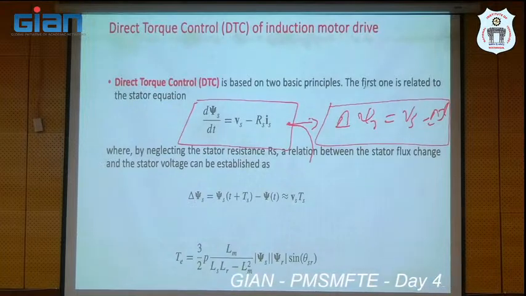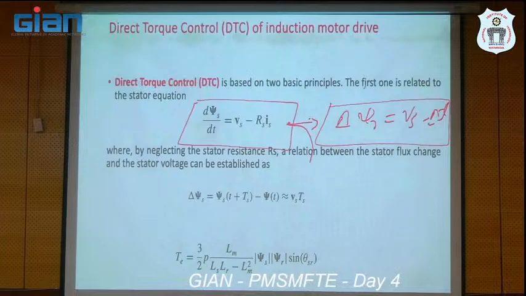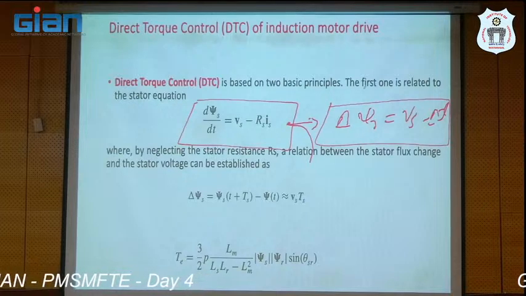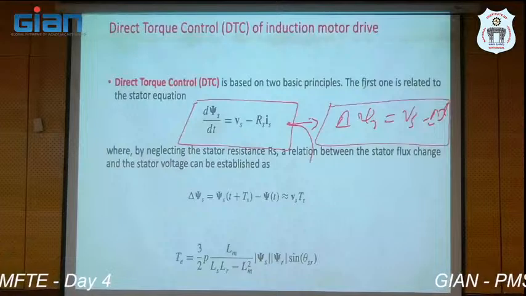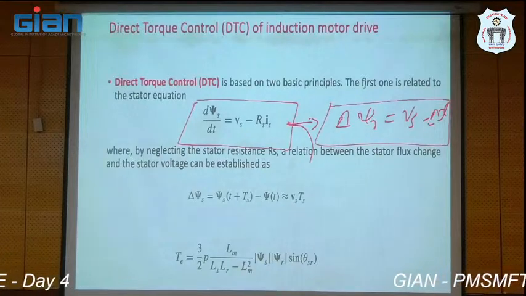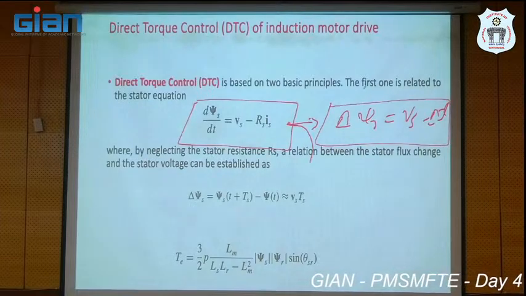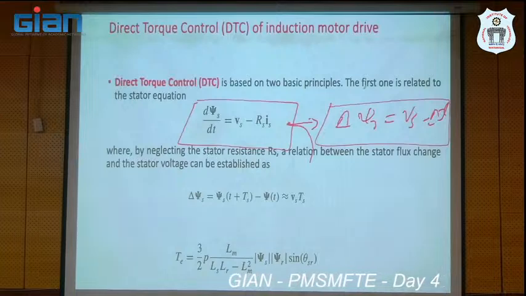Please try to understand, this is not the resultant flux. This is the change in the flux. You got my point? This is the mathematical model for the change in flux. Delta lambda is the change in the flux in a particular sample. So in a particular sample, by choosing the proper Vs, we can control the change in the flux. We can accelerate or decelerate the flux. We can increase or decrease the flux based on the selection of Vs.